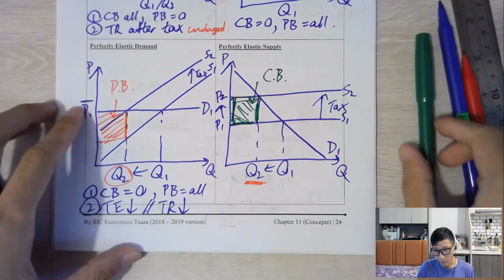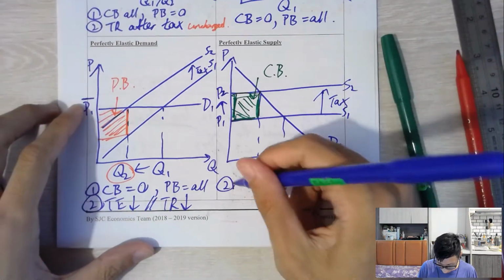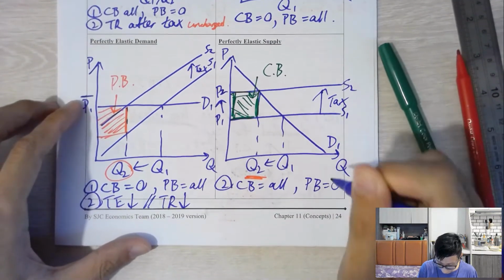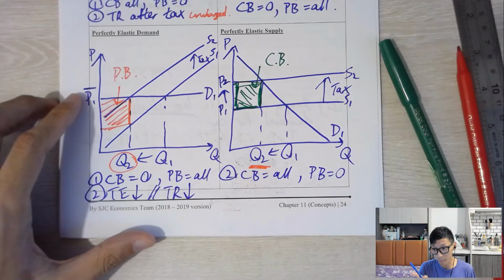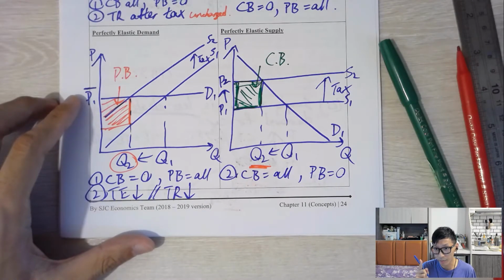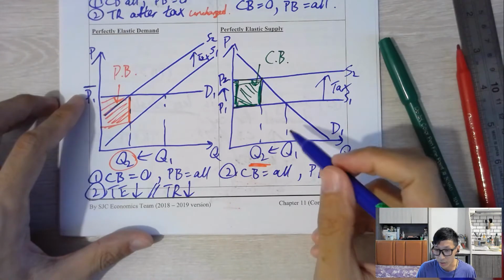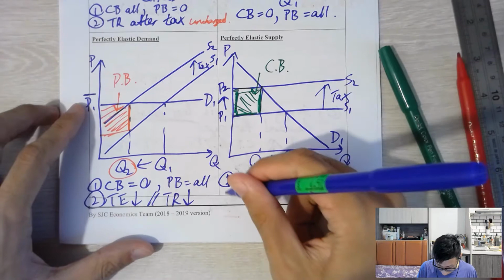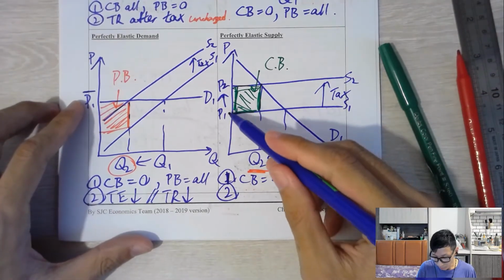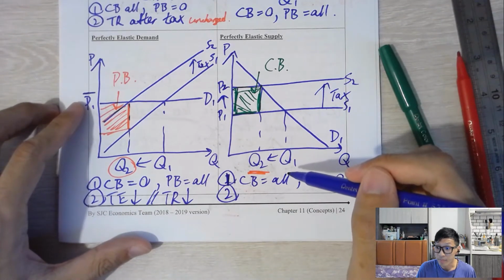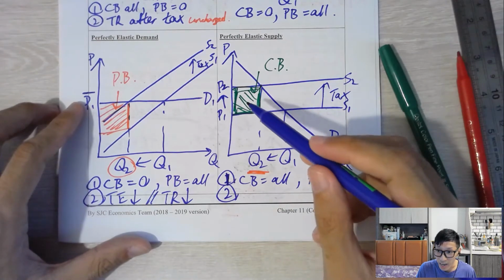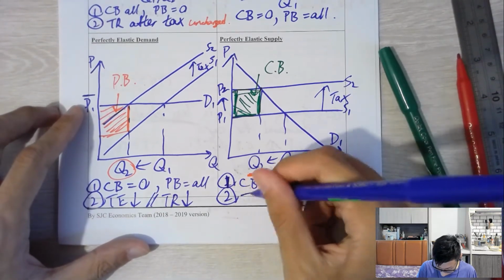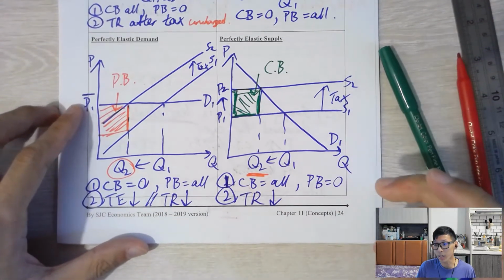Now the funny thing, 又係啦。Now obviously CB takes it all, PB no burden, but that does not mean total expenditure and total revenue don't change. Okay, total expenditure obviously we don't know. P increases, Q decreases. What about total revenue? Used to be P1, Q1. Now, after tax, it becomes P1, Q2. Actually, total revenue still decreases.